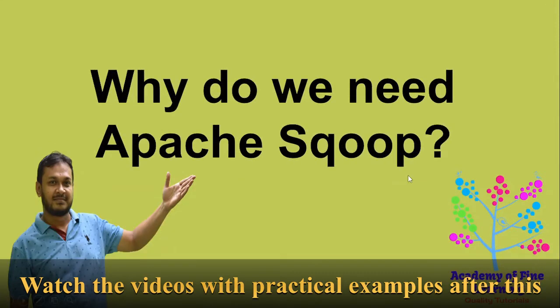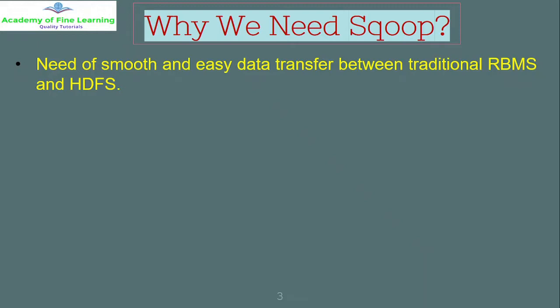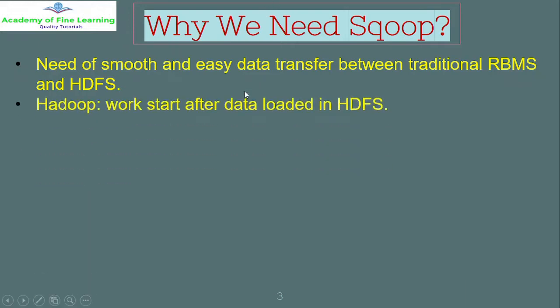The need for transferring data between the traditional RDBMS and HDFS is very important. First, you should know this: before HDFS and Hadoop came into the picture, the world's data was stored in RDBMS. Now, we need to smoothly transfer the data from these RDBMS repositories to HDFS. The work of Hadoop starts after the data is loaded into HDFS, so we first need to take the world's data from the RDBMS into the HDFS repository. Then only can we start working.